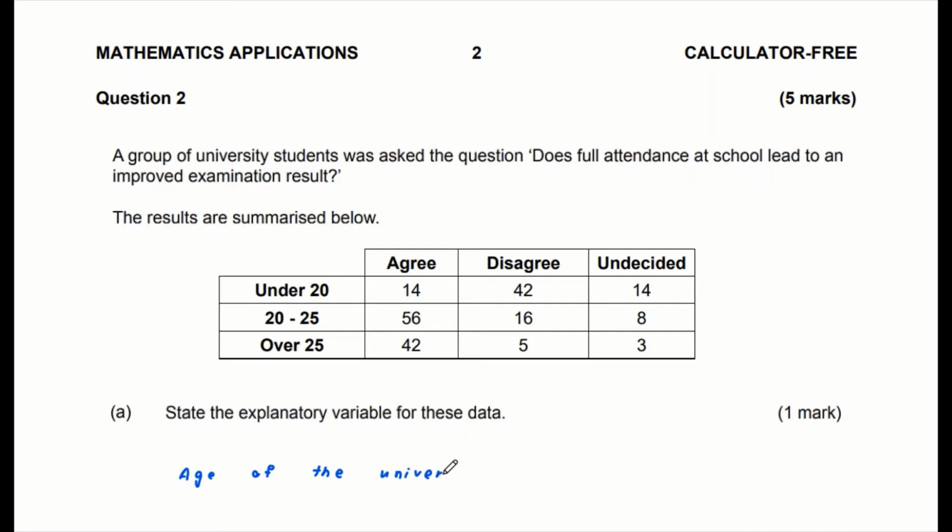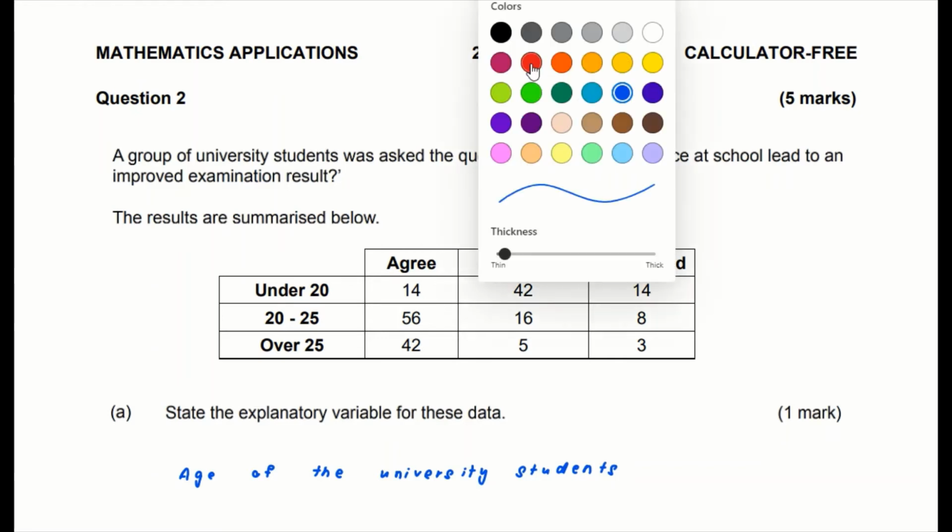All right, so if you are writing age also, that is okay. But it will be good that you always put your answer in full. In this case, it's totally fine if you only put age. All right, so that's the question that gives you the first marks here.